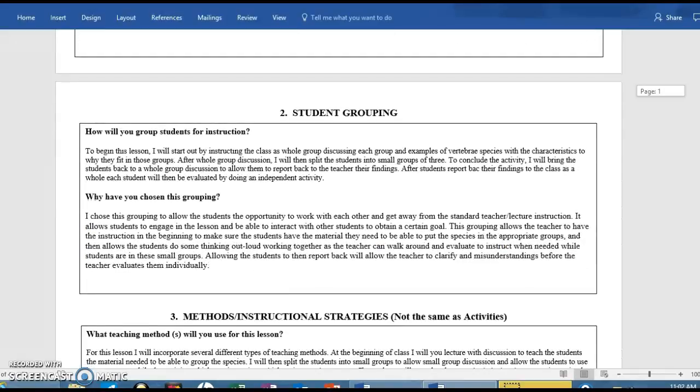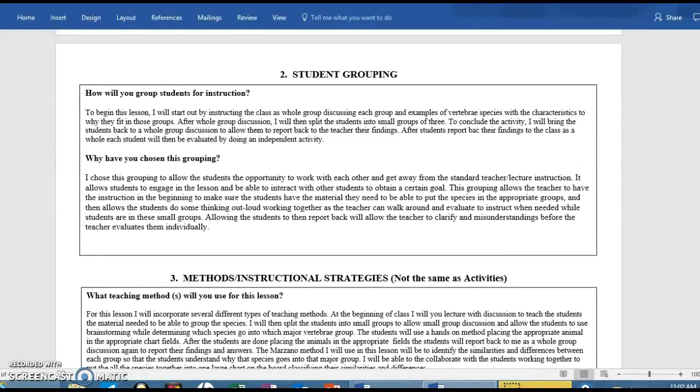We'll go ahead and move on to the second part of the lesson plans, the student grouping. How will you group students for instruction? To begin this lesson, I will start out by instructing the class as a whole group discussion, discussing each group and examples of vertebrate species with their characteristics to why they fit in these groups. After a whole group discussion, I will then split the students into small groups of 3.